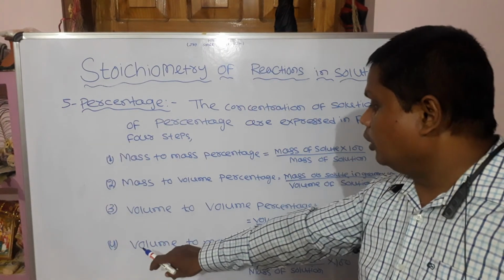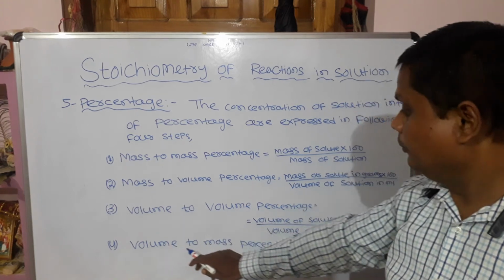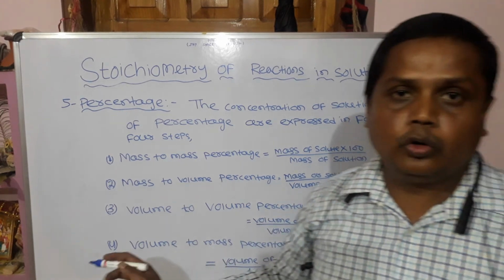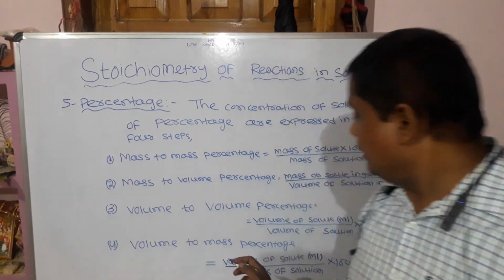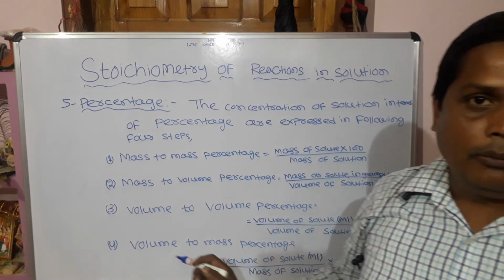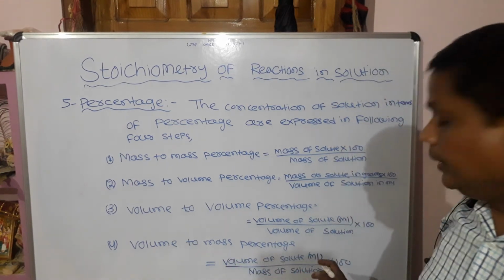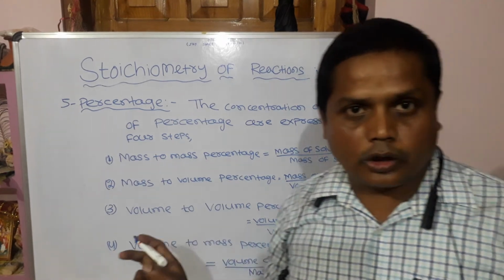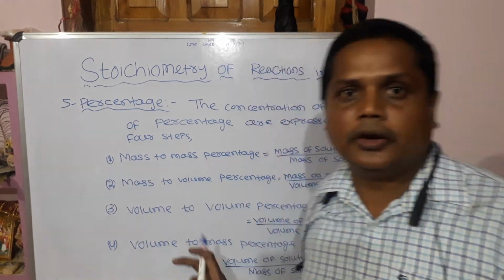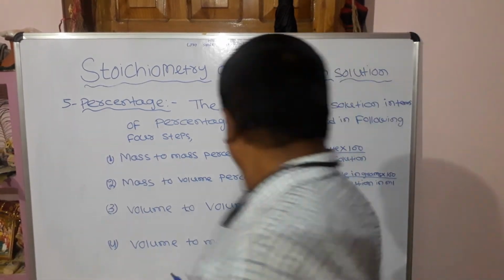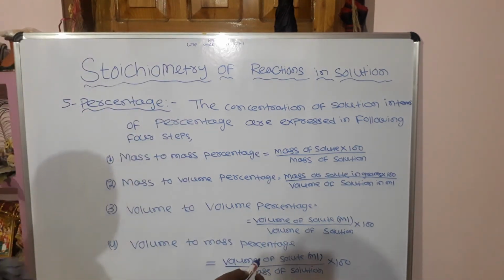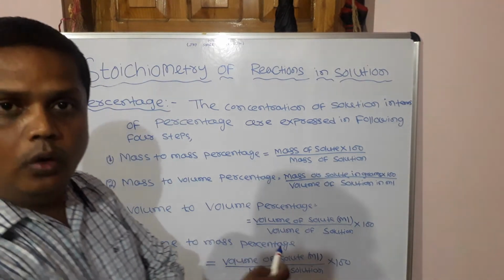Then fourth, volume to mass percentage. Volume to mass percentage equals volume of solute in ml by mass of solution into 100.